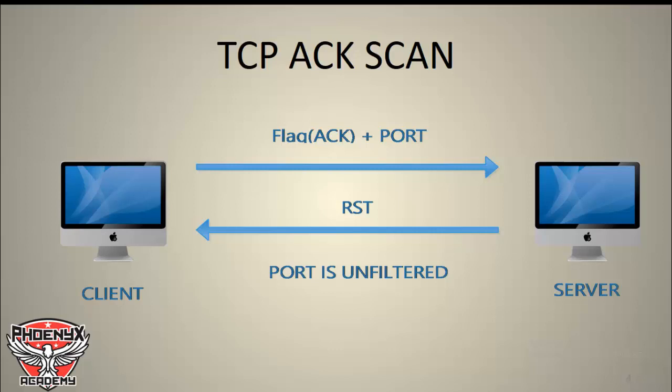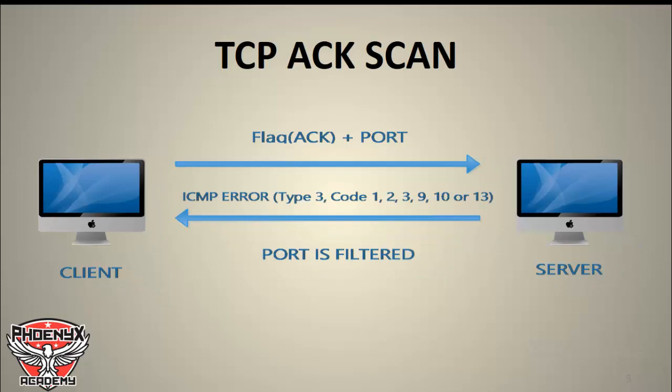So when we receive a packet with a reset flag, then we can say there is an absence of a firewall. The port is unfiltered, so there is no firewall blocking our scan. However, if the response happens to be an ICMP error type 3 code 1, 2, 3, 9, 10, or 13, then we can say the port is filtered, so there is a stateful firewall blocking our scan.